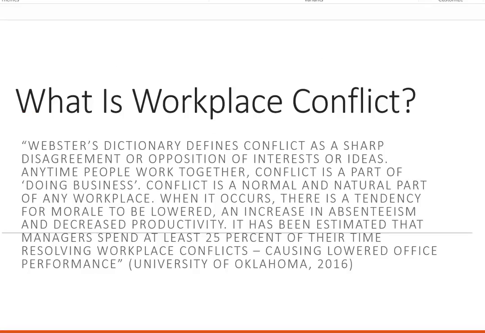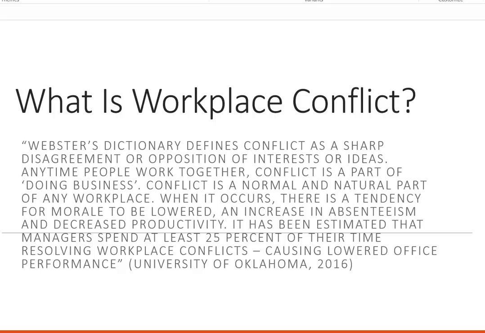Moving on to workplace conflict. The University of Oklahoma's HR department defines workplace conflict, and also Webster's Dictionary defines it as a sharp disagreement or opposition of interests or ideas. Anytime people work together, conflict is a part of doing business. Conflict is a normal and natural part of any workplace. It's also a natural part of life.